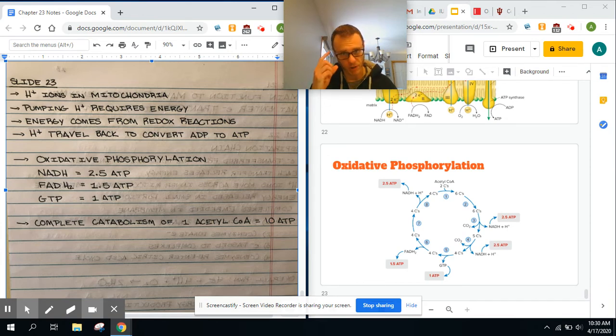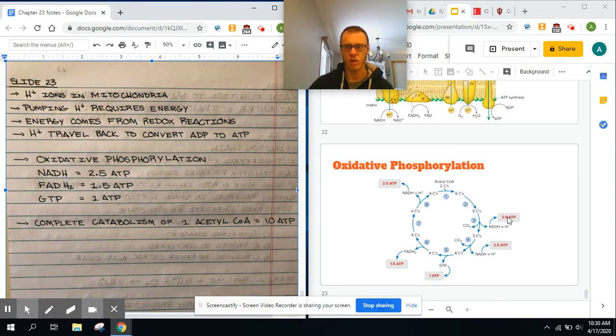So what we have to understand for oxidative phosphorylation is that we're using hydrogen ions to convert ADP to ATP, which is our energy molecule. One NADH will make 2.5 ATP. One FADH2 will make 1.5 ATP, and one GTP will create 1 ATP. So when we bust through this whole spiel, the complete catabolism of one acetyl CoA will make 10 ATP, and this is where that happens.